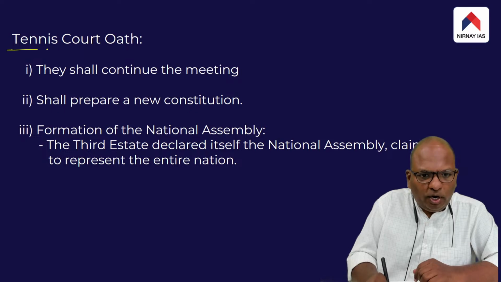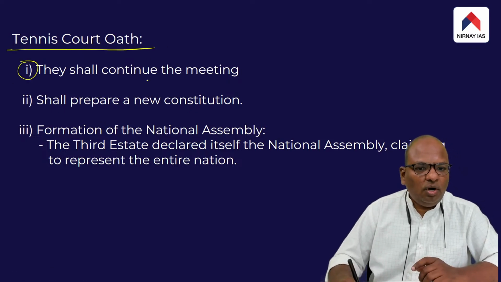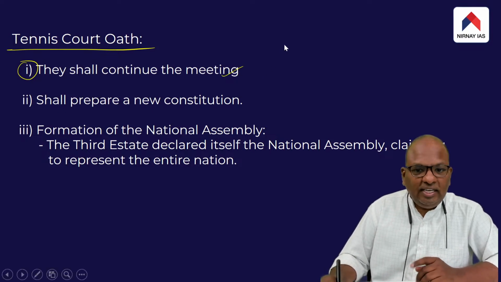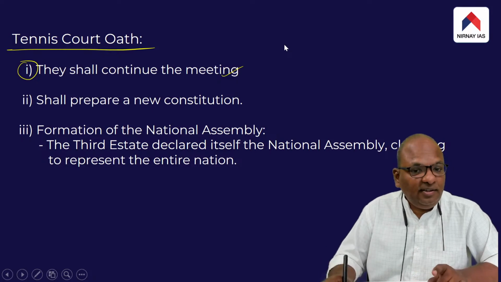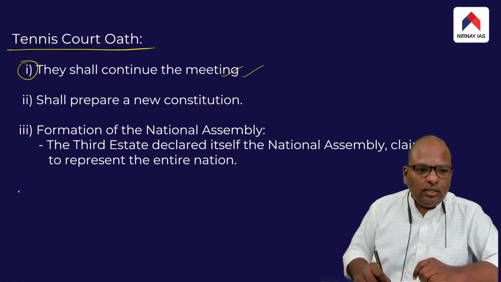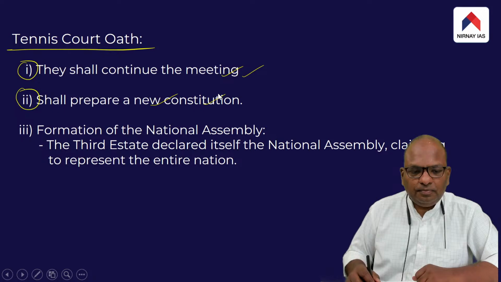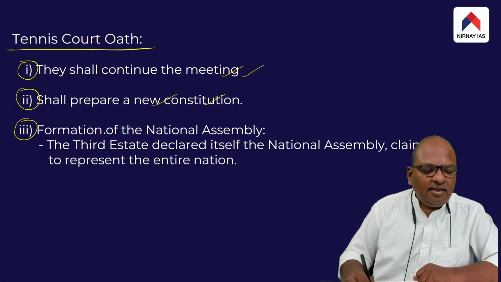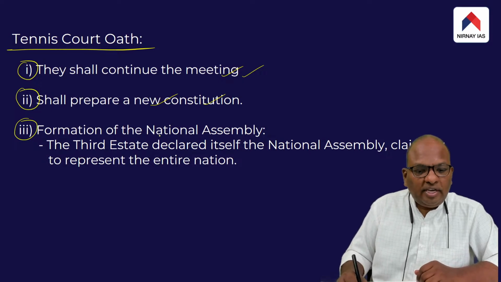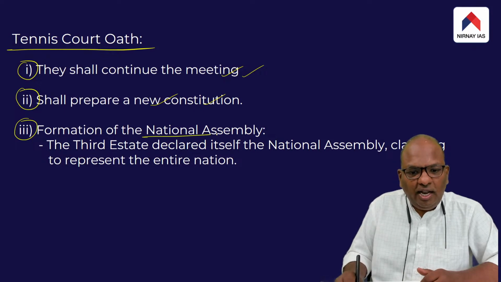So there are three important points of this tennis court oath. One, they decided to continue their meeting. That is, the members of the third estate, even if not allowed by the king, decided to continue their meetings. Two, they decided to prepare a new constitution for France. Three, they took a decision to form a new assembly, a new legislative body in France called the National Assembly.